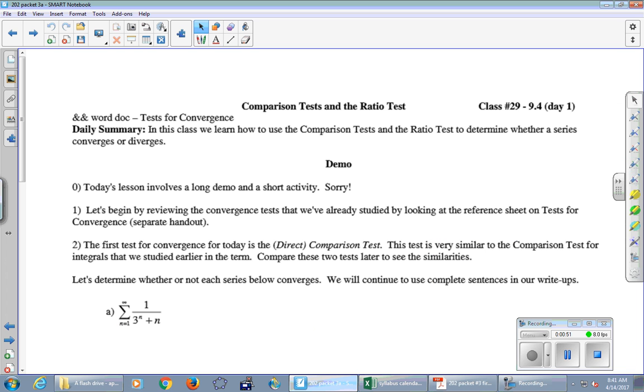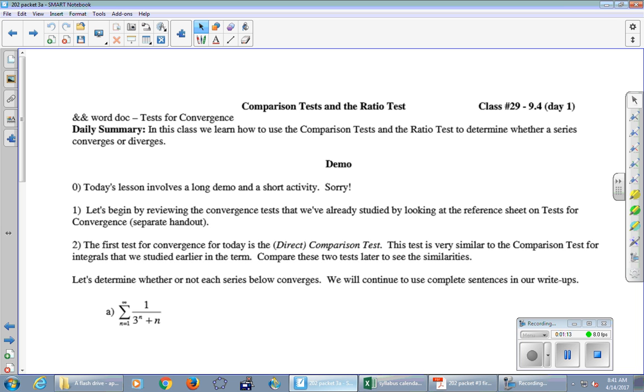So looking at the top here, in this class, we learn how to use the comparison tests and the ratio tests to determine whether a series converges or diverges. With apologies, today's lesson involves a long demo and a short activity. It's the best lesson plan that Caitlin and I have come up with, and it is what it is. There's just a lot of stuff going on in today's material.